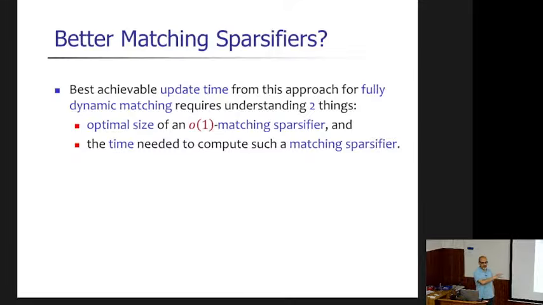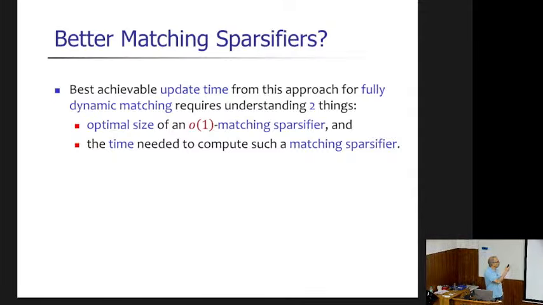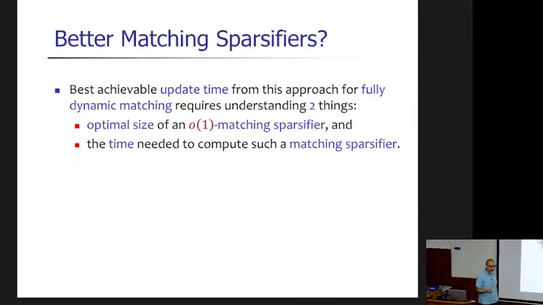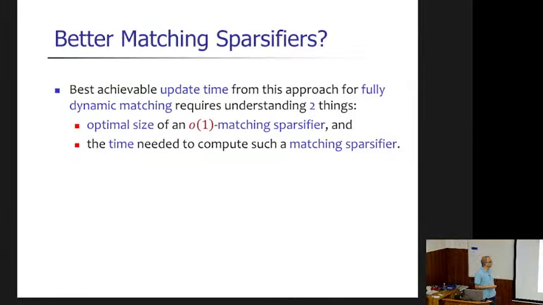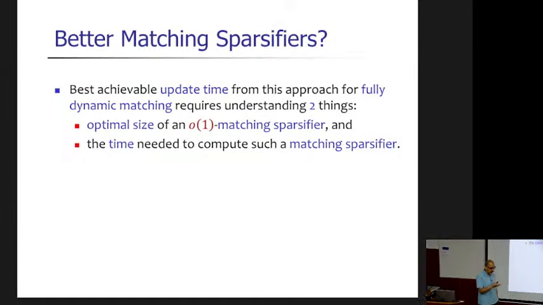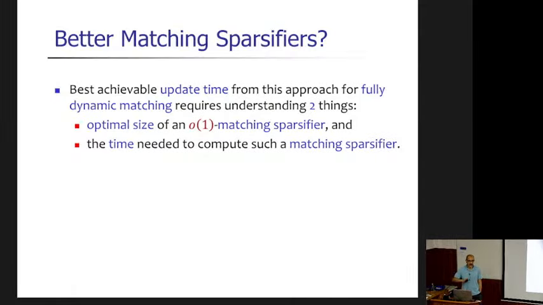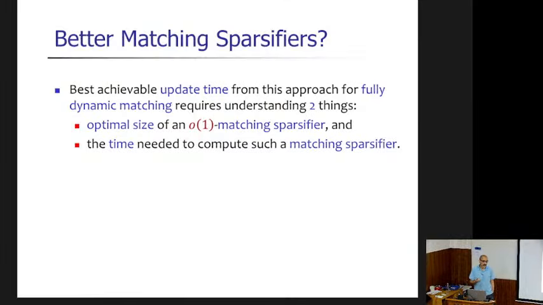So in order to understand the full power of this very simple natural approach, we need to understand two things. What is the optimal size of a small o of 1 matching sparsifier? That is, the error will be additive small o of n. And the time needed to compute such a matching sparsifier. Even if the optimal size is small, if the time needed to compute it is large, it will defeat the purpose for our application, because we will have to pay for that time in our fully dynamic algorithm.